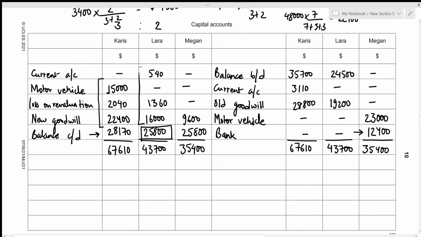Now do not forget to introduce this closing balance as the opening balance for next year. So that's just going to be balance BD. For Karis, that's 28,170. For Lara, that's 25,800. And for Megan, that's again 25,800. So this concludes the second part of the question. Let's move on to the third one.